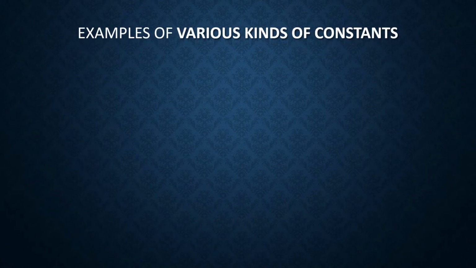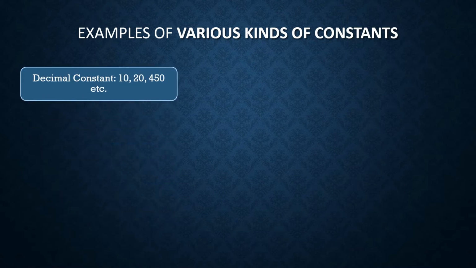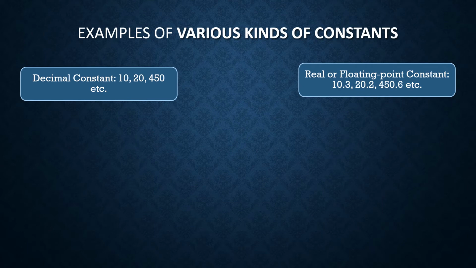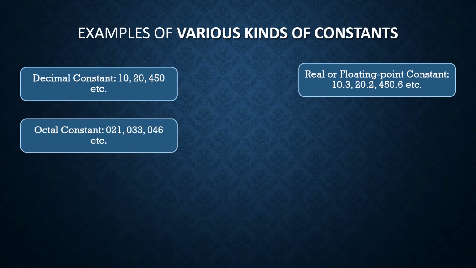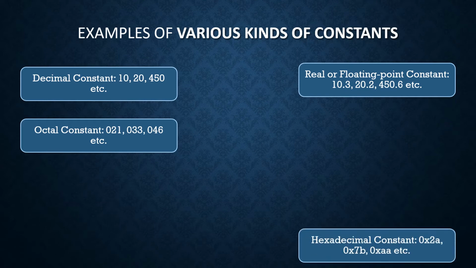Now let's see some examples of various kinds of constants in C. Examples of decimal constants are 10, 20, 450. Examples of real or floating point constants are 10.3, 20.2, 450.6. Examples of octal constants are 021, 033, 046, etc.